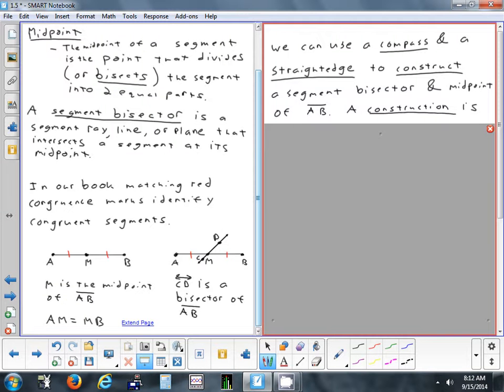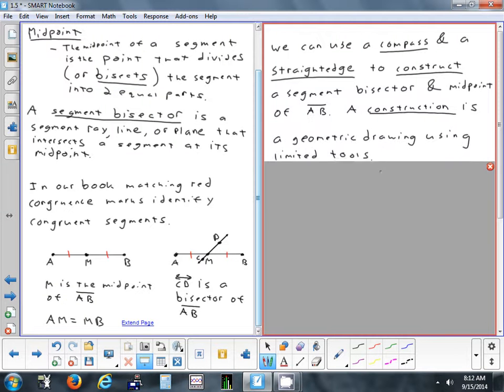And we're going to do a construction. So a construction is when you draw something geometrically, basically using these tools.